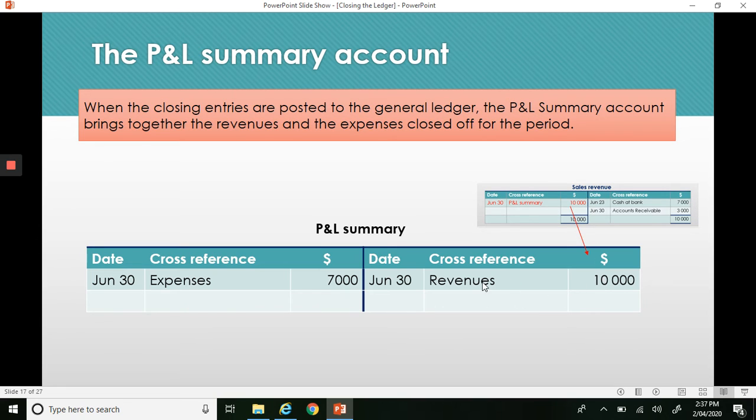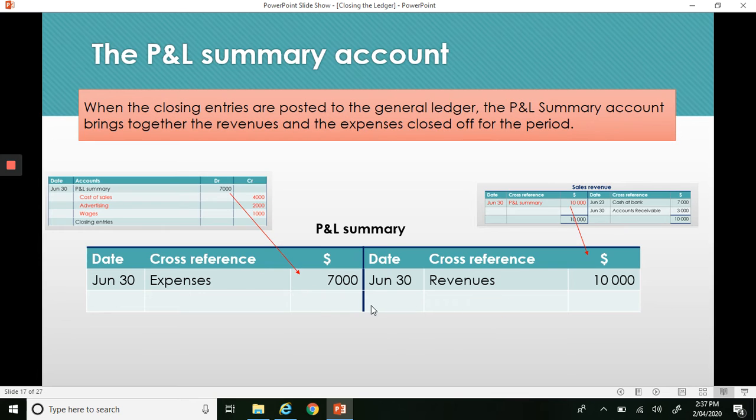And notice the cross-reference. We just write revenues. It's a summary account, so we just write revenues. And the expenses, I've got that general journal entry. There was that debit, right, of 7,000, and so there it is. And we just write expenses as the cross-reference because naturally there's several expenses.